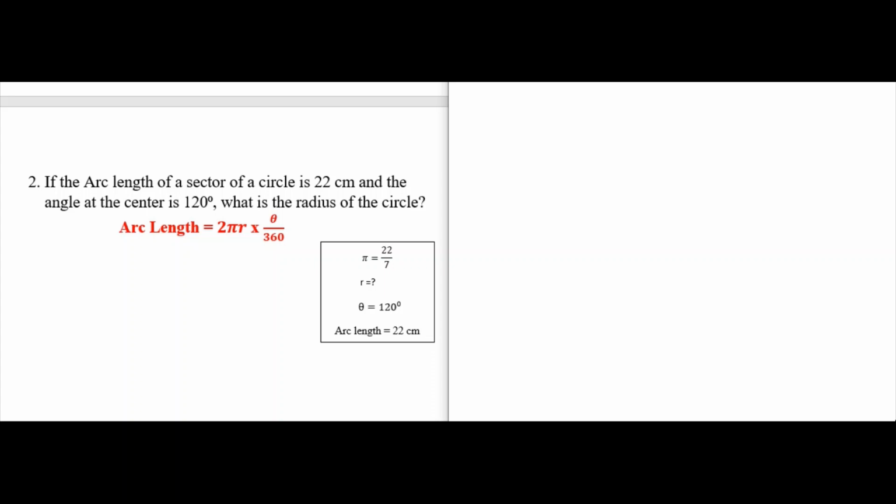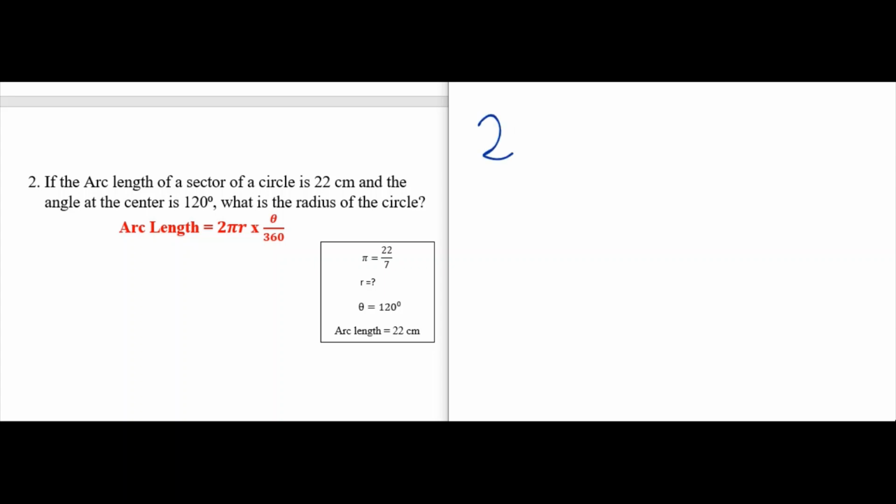So you should know that it's not always that they ask to find the arc length. That is why I told you it's always easy if you write down the known information in a separate box, or just jot it down, so that you find it easy to understand what exactly you should find. I have written this down. Pi is 22/7, r is what we have to find, theta is 120, and arc length is 22 centimeters. So I'm going to fill in the equation.